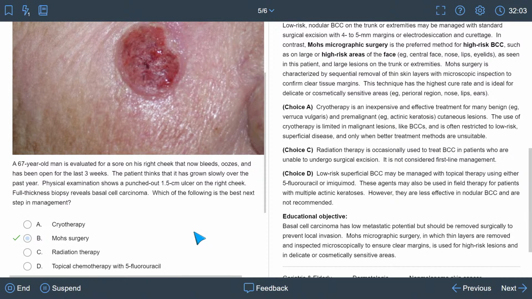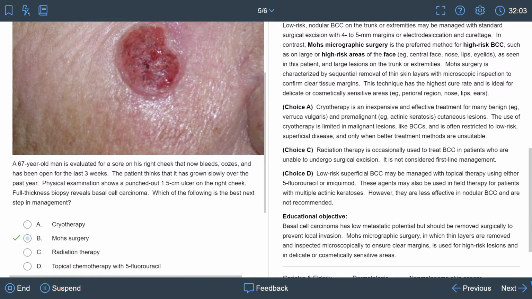So the educational objective for this question: basal cell carcinoma has a low metastatic potential, but should be removed surgically to prevent local invasion. Mohs micrographic surgery, in which thin layers are removed and inspected microscopically to ensure clear margins, is used for high-risk lesions and in delicate or cosmetically sensitive areas.